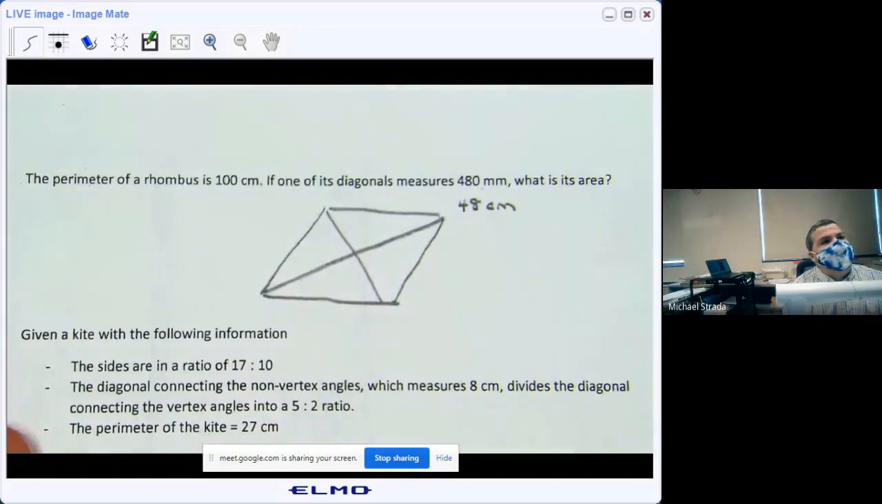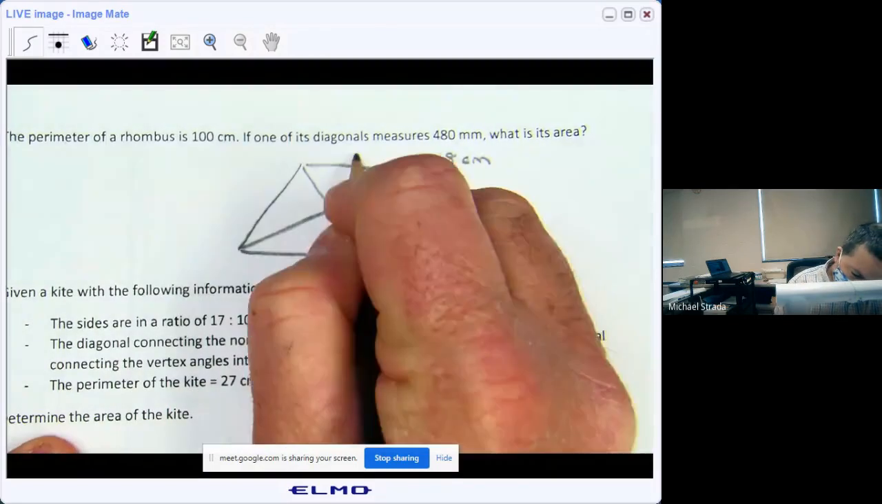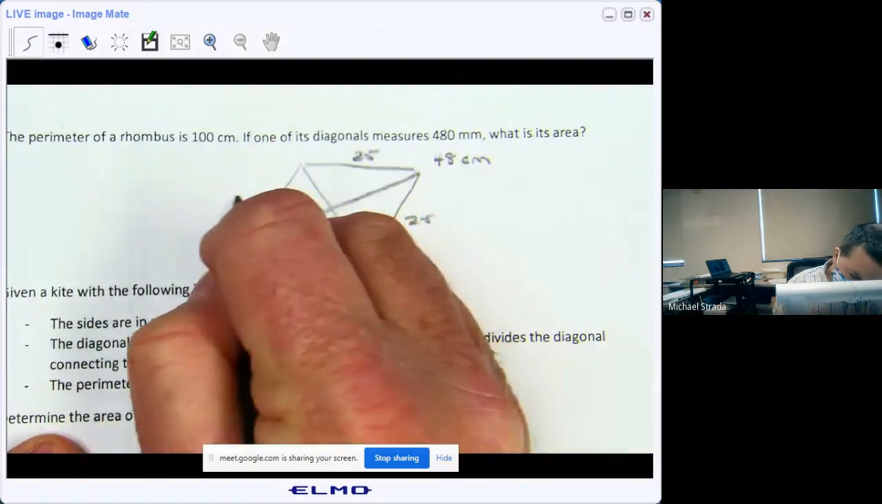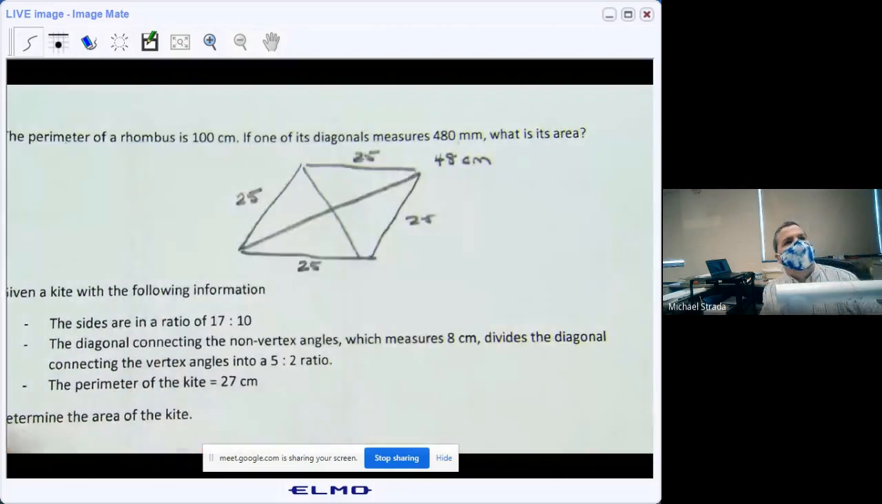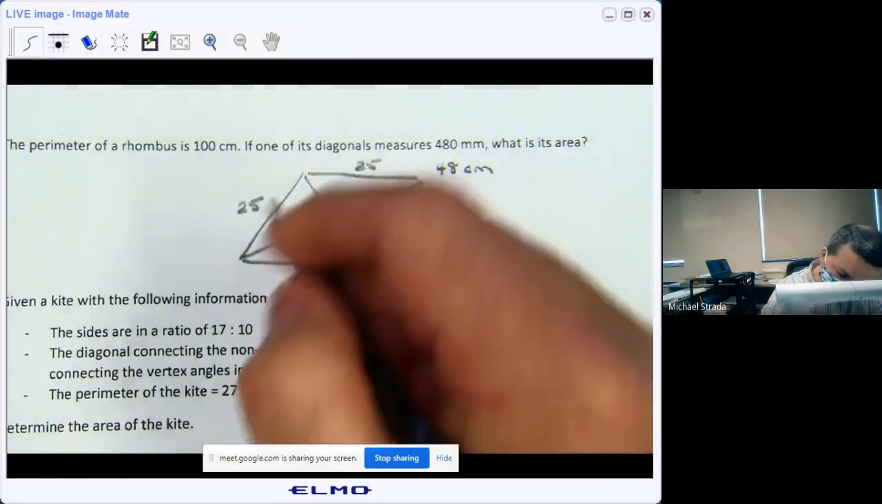With a perimeter of 100. What am I going to do with that 100? Divide by 4. Makes all the sides 25. What kind of angle is formed at their intersection?